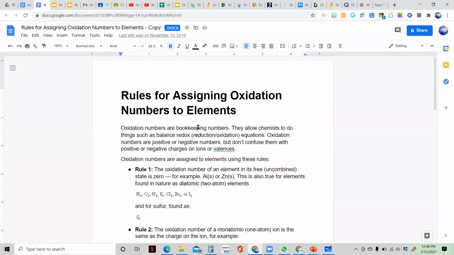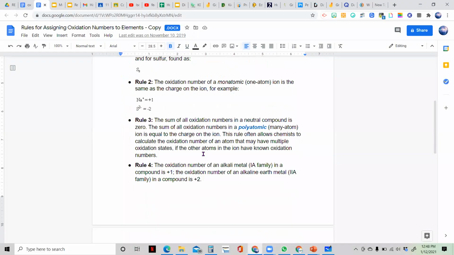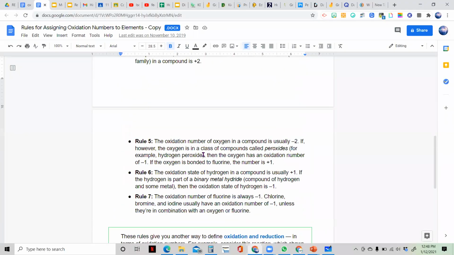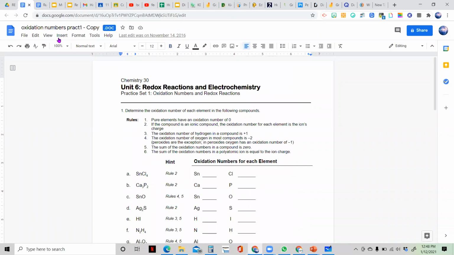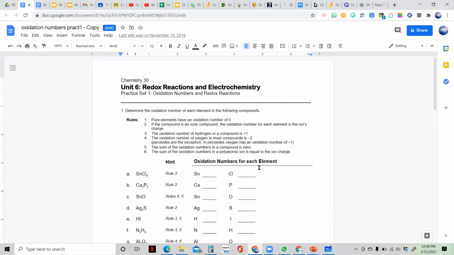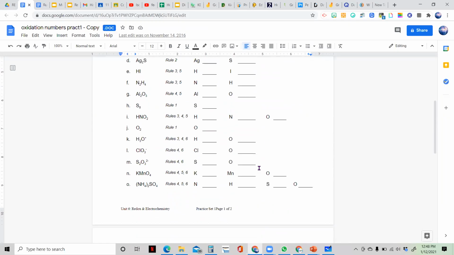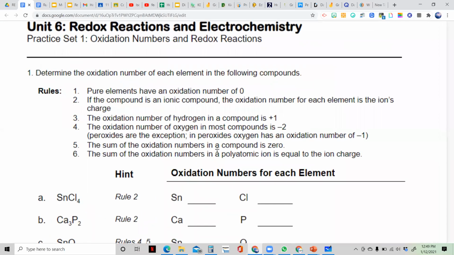So our oxidation numbers, there are rules governing assigning the oxidation numbers to elements, right? So you have about 7 rules here, but I'm not going to look at them in this sense. How we're going to approach it today is to actually use a worksheet to practice the rules. So we have quite a number of oxidation numbers to work out, and we have the rules above them. So let's examine the rules.